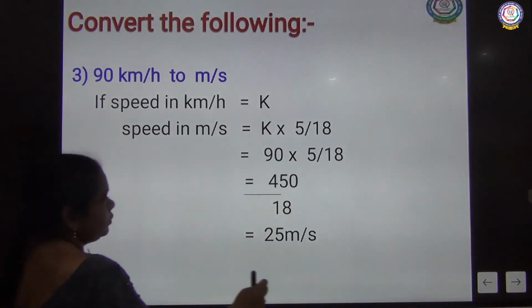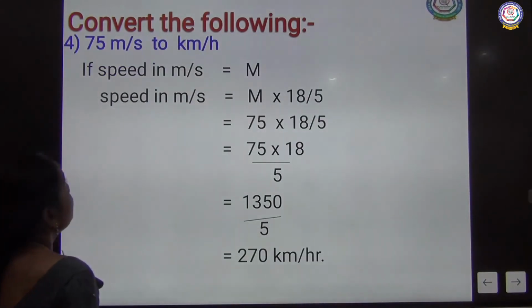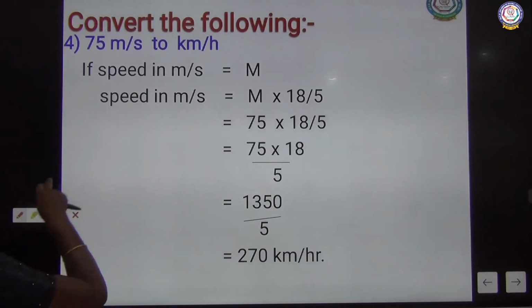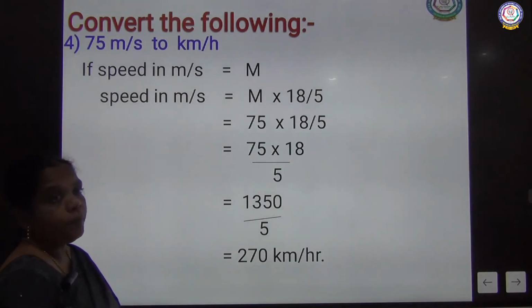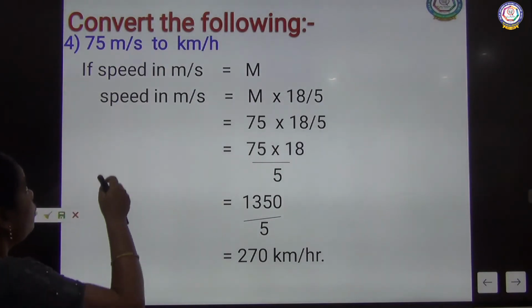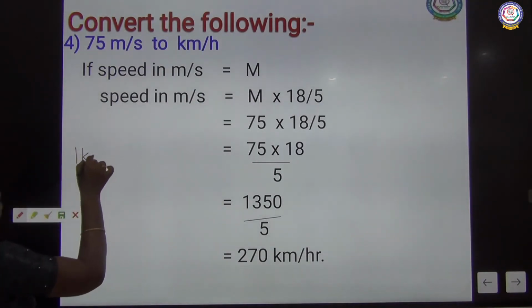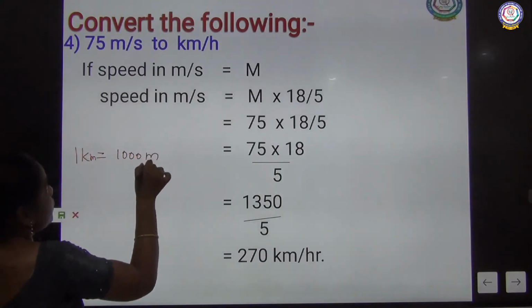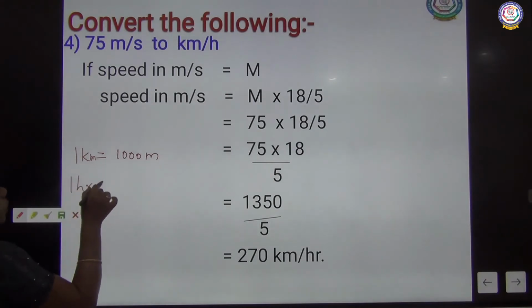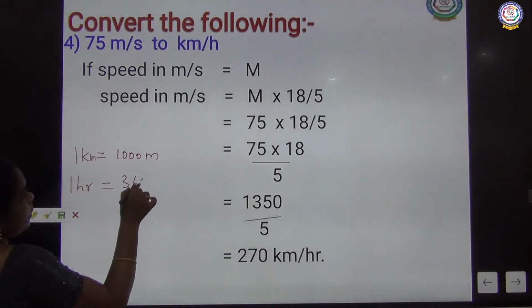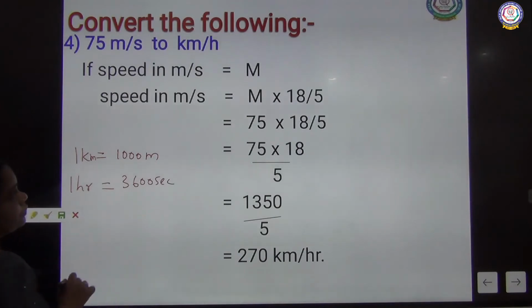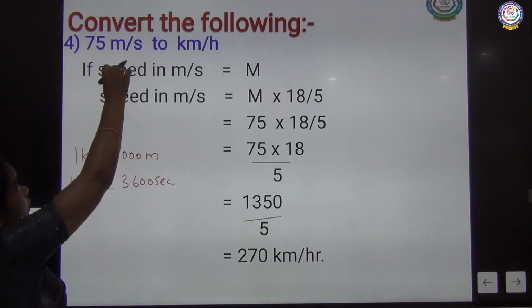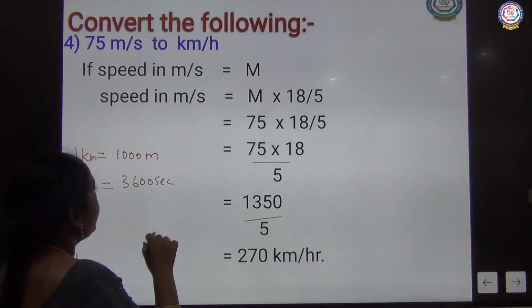And next one, we are going to convert 75 meter per second into kilometer per hour. Already we know that 1 kilometer equals 1000 meters, 1 hour equals 3600 seconds. So now we want to convert meter into second. So this can be simplified as what?